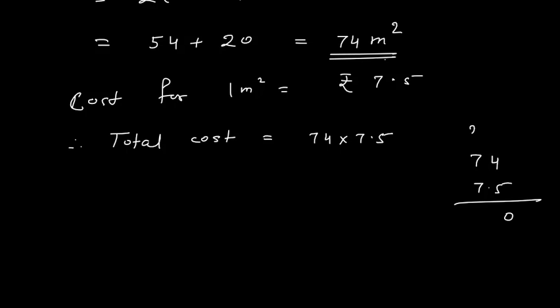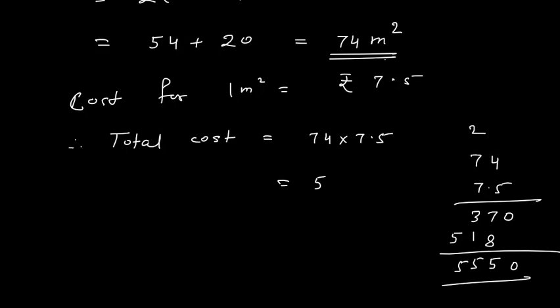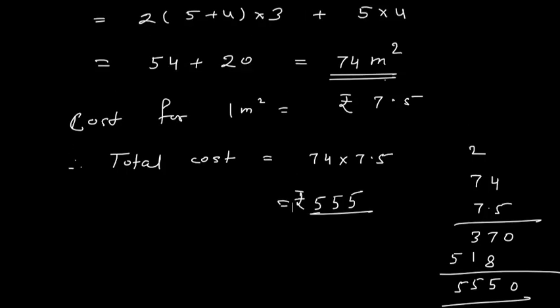So 5 fours are 20, 2. 5 sevens are 35, 35 plus 2, 37. 7 fours are 28, 2, 7 sevens are 49, 49 plus 2, 51. 0, 5, 5, 5. So this is 555.0 because after decimal I have one digit. So I will write 555 only. So the total cost is rupees 555.